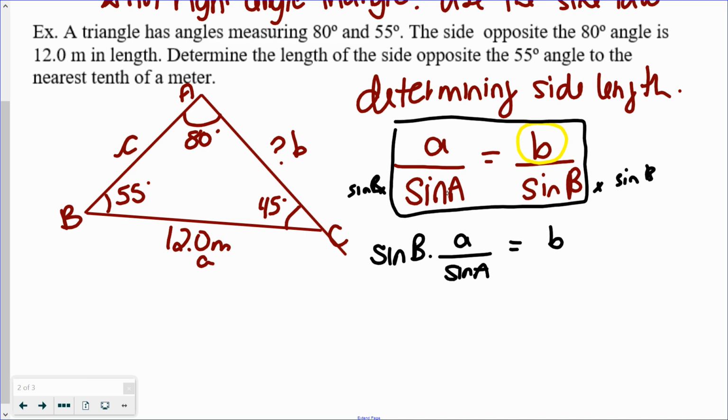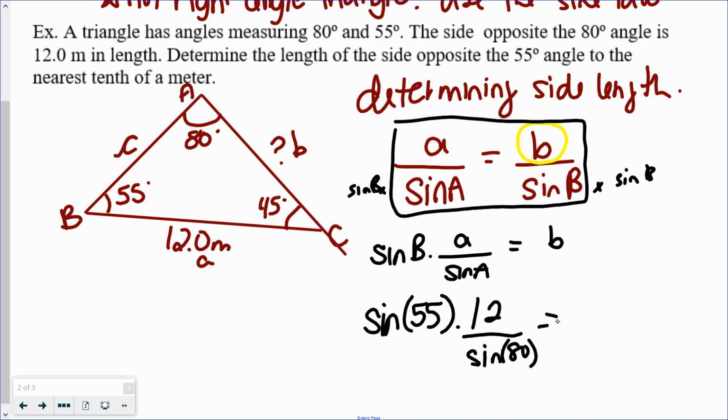So now I can substitute in the known values. So the sine of angle B is 55 degrees, multiplied by side length A, which was 12 meters. I don't need units. What am I doing? Divided by the sine of angle A. And angle A was equal to 80 degrees. So once you punch that all into the calculator, I think it comes out to 9.98 meters. It says to the nearest tenth of a meter, but the number I would be dropping would round up, so I guess it'd be 10.0 meters.